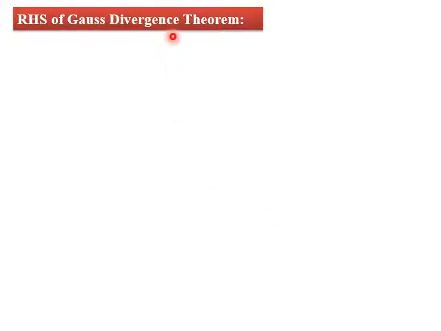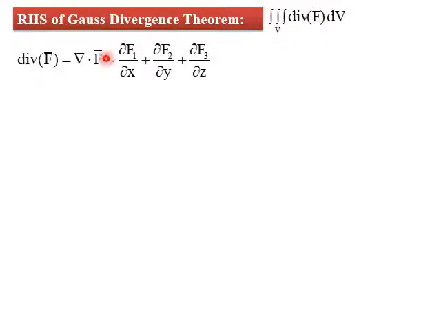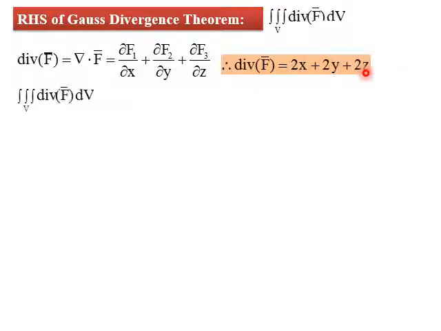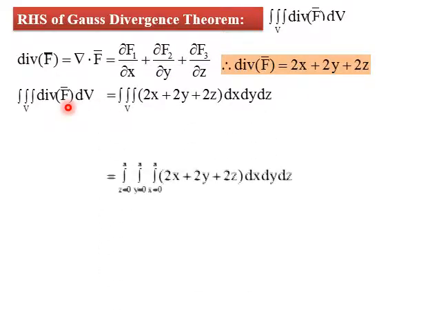Right hand side of Gauss divergence theorem: triple integral over V of divergence of f bar dV. Here divergence of f bar is defined as del dot f bar, which is ∂f1/∂x plus ∂f2/∂y plus ∂f3/∂z. Given f bar is this, so divergence of f bar is a scalar quantity, which is 2x plus 2y plus 2z.